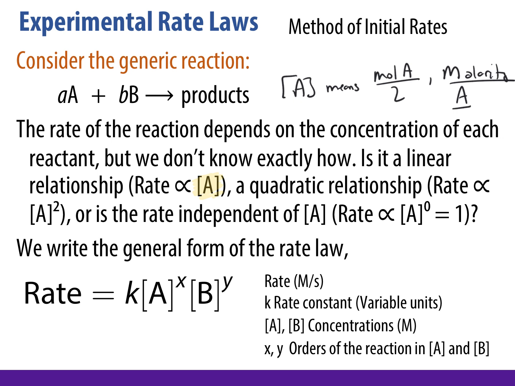So with that starting point, we have a general form of the rate law, where the rate of the reaction, which is going to be in units of molar per second, how fast the concentration is changing, is equal to k times [A] to the power of x, so the concentration of A to some unknown power x, times [B] to some unknown power y, where again [A] and [B] are the concentrations of each substance, and x and y are this new term, the orders of the reaction in A and B.